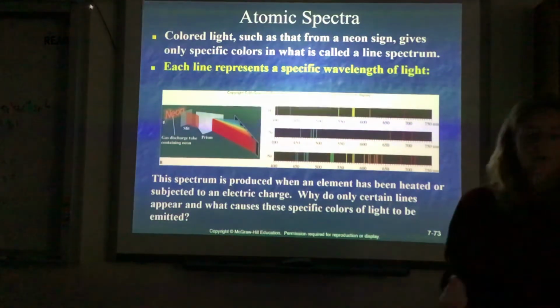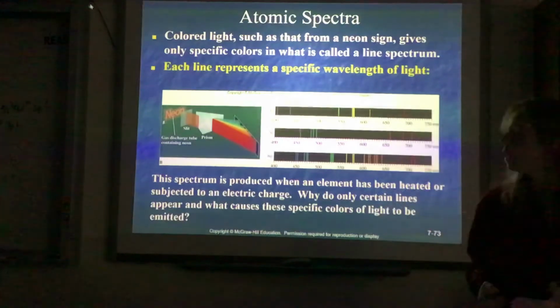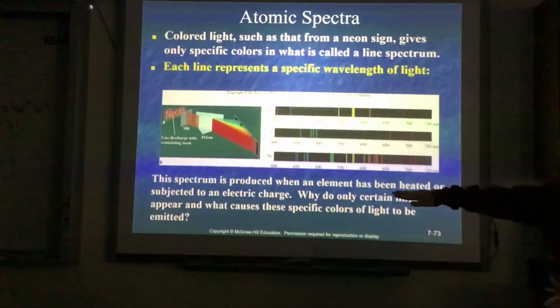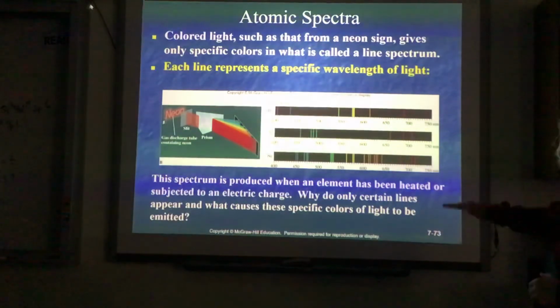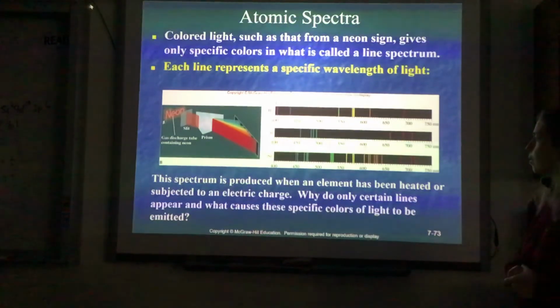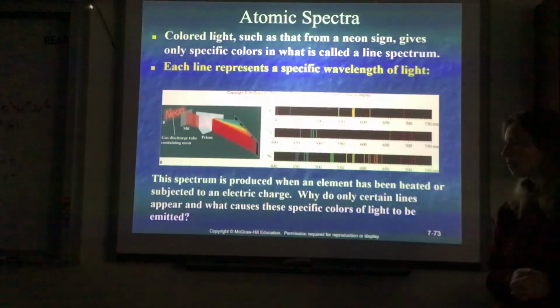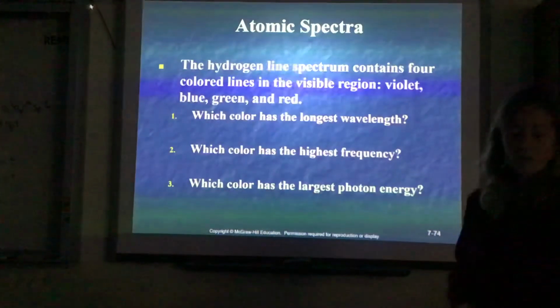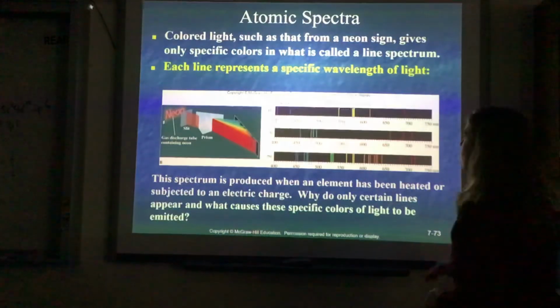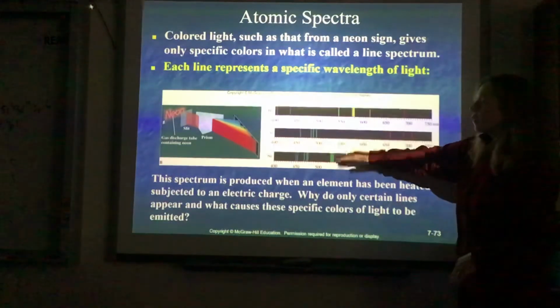All right, so this spectrum is produced when an element has been heated or subjected to an electric charge. Why do only certain lines appear, and what causes these specific colors of light to be emitted? Okay, we're going to go over that. Let me go back real quick. Now, I want to explain what these different things are.